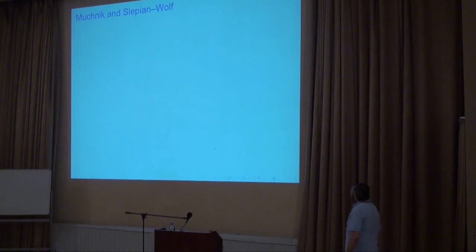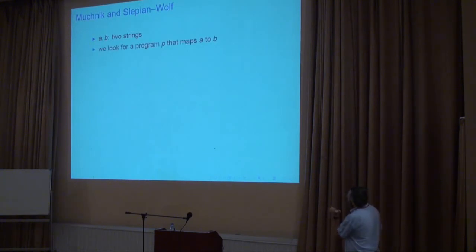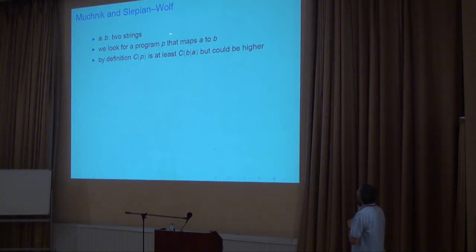And there is another theorem, Andrei Muchnik's theorem about conditional description, which I think is one of the most novel results in Kolmogorov complexity in the last decade, which we already discussed yesterday. If we have two strings A and B, and we look at a program P that maps A to B, then by definition, the conditional complexity is the minimal possible length of such a program.